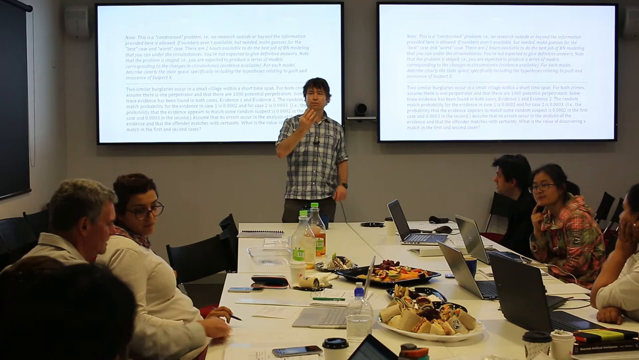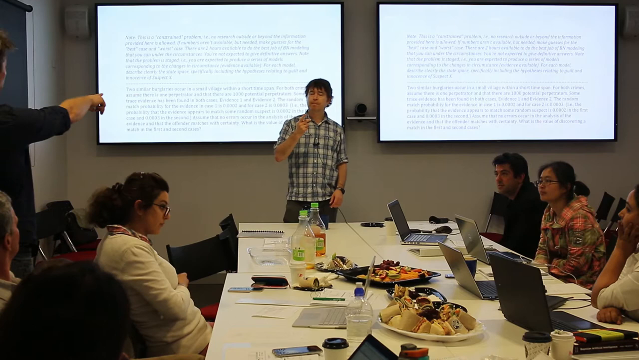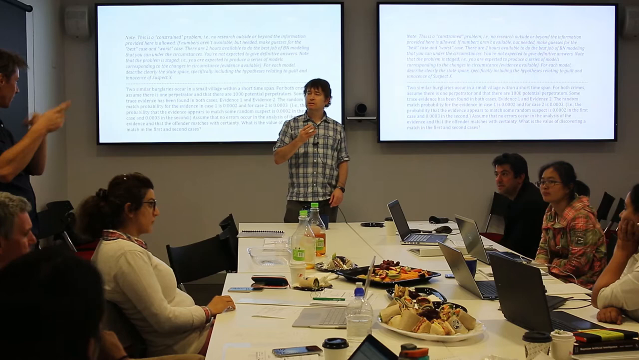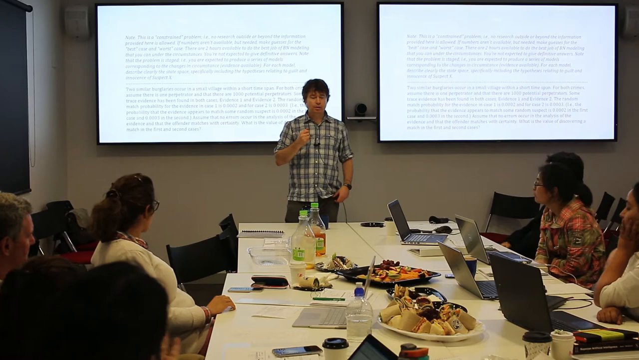These guys also took a little bit of a different approach to the question: what's the value of discovering a match in the first and second cases? That wasn't really obvious, and I don't think it's obvious to me either. Actually we'll get to that. Putting in a utility node to try to work out the value. Okay. So that was another variable. Good.